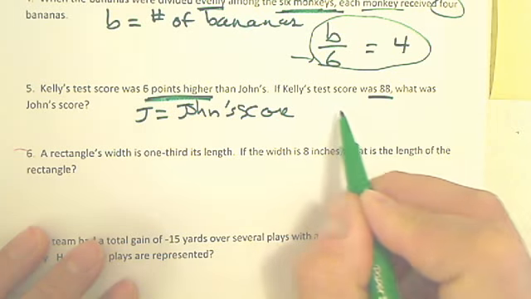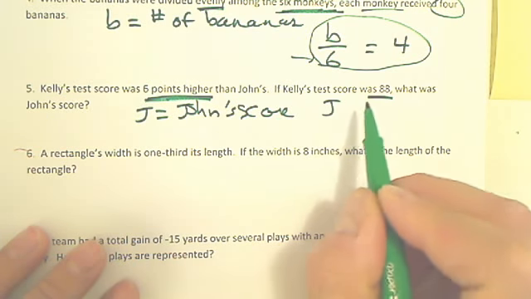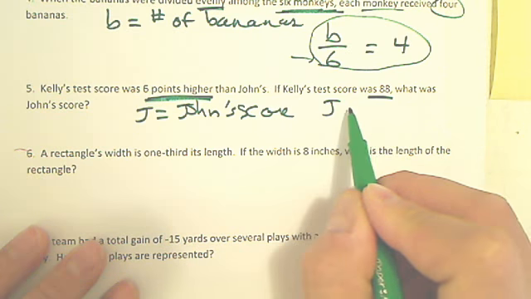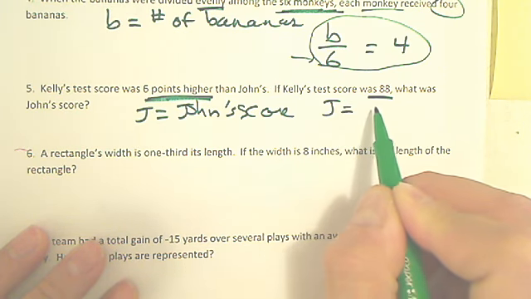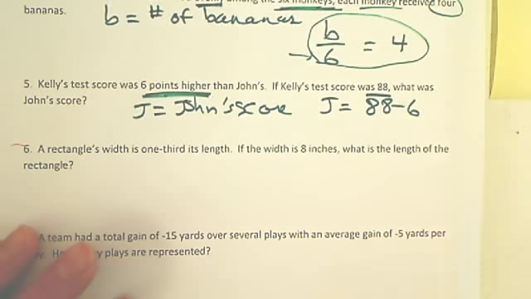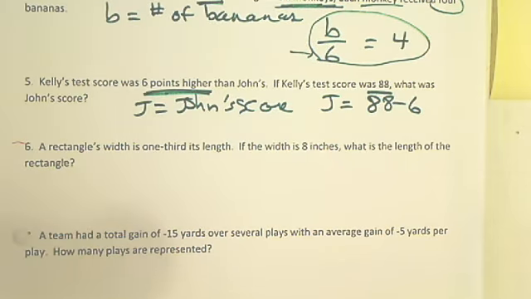Okay. So then if you have J, what was John's score? John equals what? 88 minus 6. Why is it 88 minus 6? There's a couple ways to write this out.